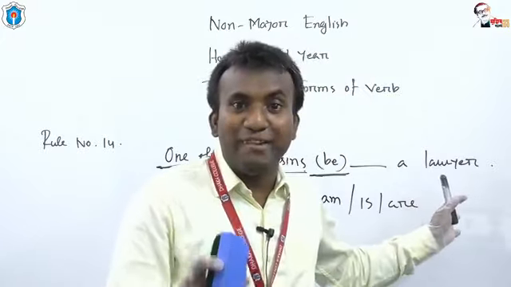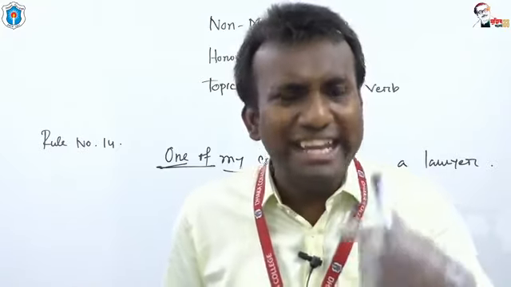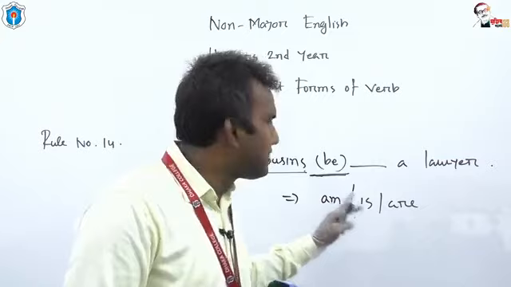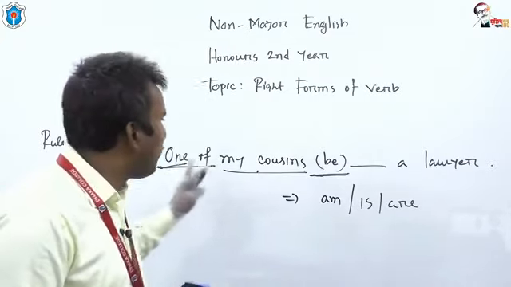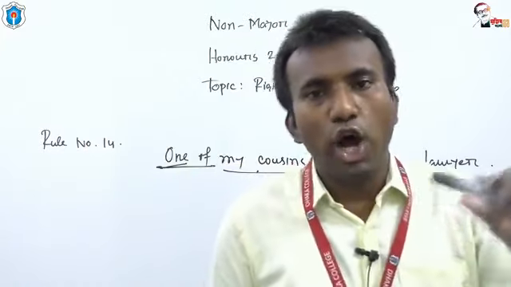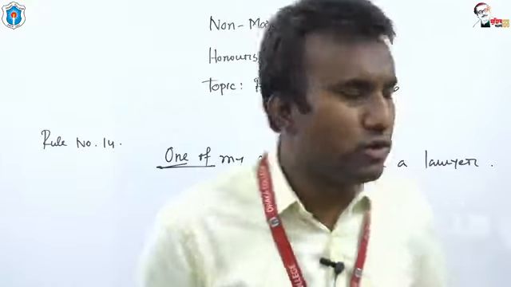This is the example, and now I'd like to give you the solution. Why is the answer is? The answer has become is because of one of. Okay, there are some other words like one of, and all these words maintain the same grammatical rule. Look at the board.